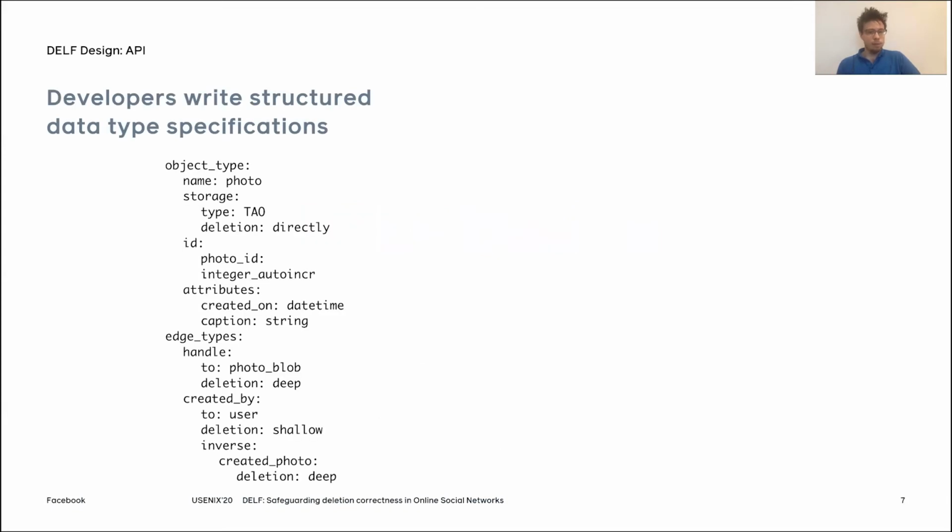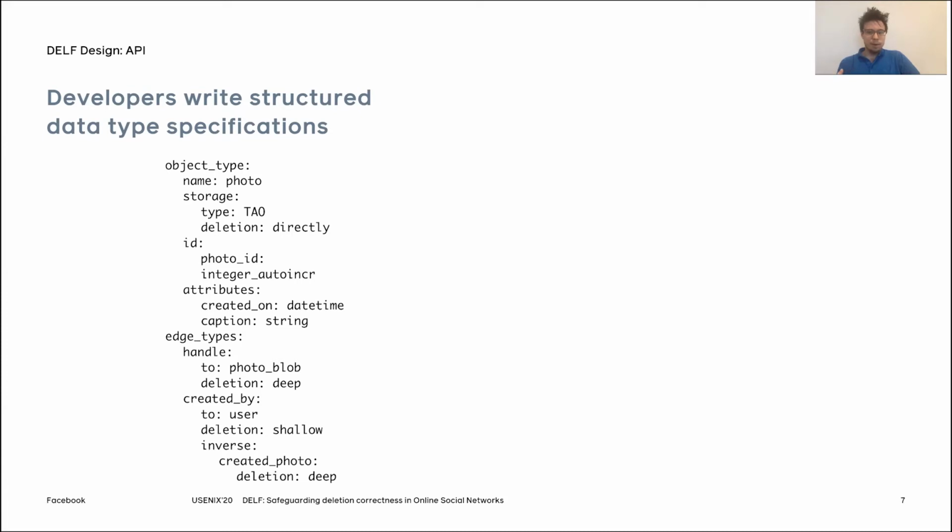Let me give you an example of one of these specifications. This is in pseudocode for a very simple sort of photo object. It has a name, a storage type, which in this case is TAO, Facebook's graph database, an ID, some fields, and some edges. DELF asks developers to add deletion-specific annotations on this DSL when they create a data model.